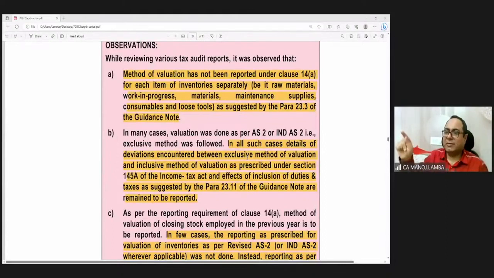Not by just writing cost or net realizable value, whichever is less, or cost or market price, whichever is less. You have to give this bifurcation in respect of every item: raw material, WIP, work in progress, supplies, consumable, loose tool. In many cases, valuation is done as per AS 2 or Ind AS 2, and the exclusive method was followed. In all such cases, details of deviation between the exclusive method of valuation and the inclusive method of valuation as prescribed under section 145A of the Income Tax Act, and the effect of inclusion of duty and taxes as suggested by para 23.11 of the guidance note, remain to be reported.